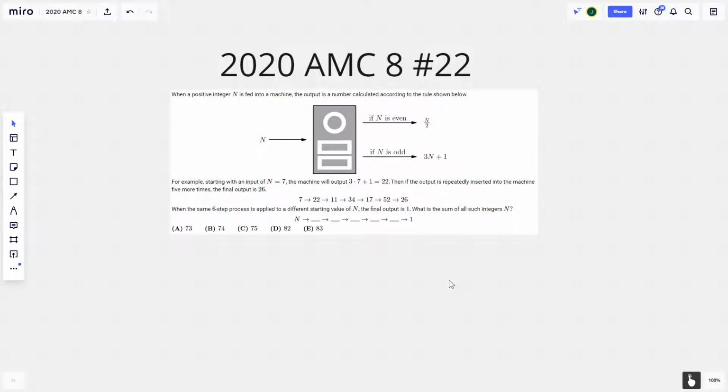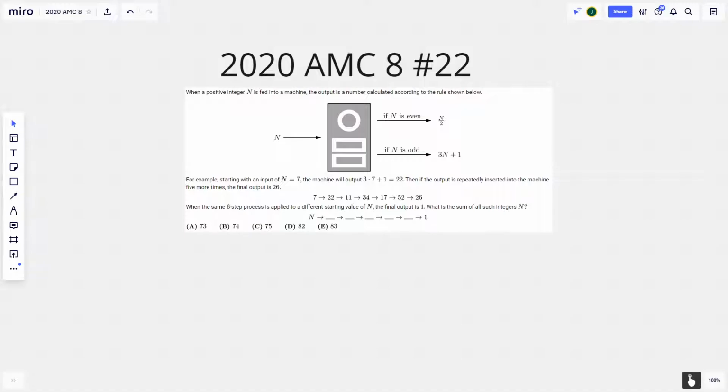With that out of the way, let's get right into the problem, which reads as follows. When a positive integer n is fed into a machine, the output is a number calculated according to the rule shown below. If n is even, n over 2 is the output, and if n is odd, 3n plus 1 is the output. If n is equal to 7, then we have this sample sequence here that starts 7, 22, 11, and so on until the sixth term is 26.